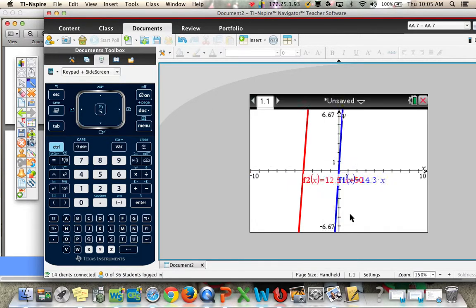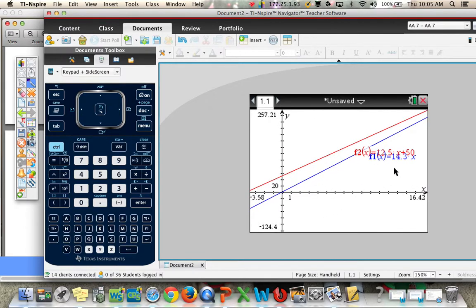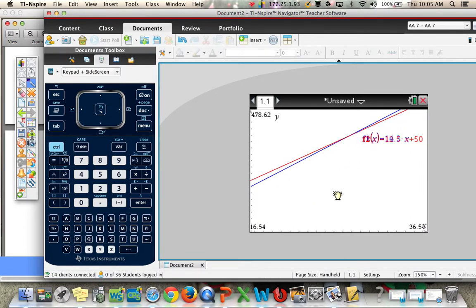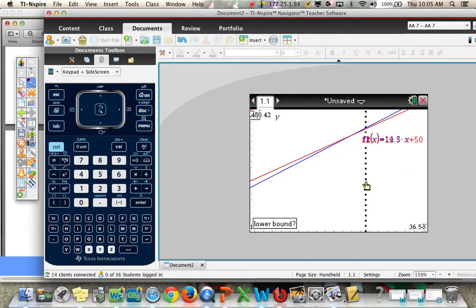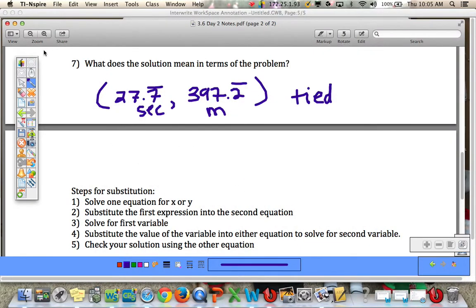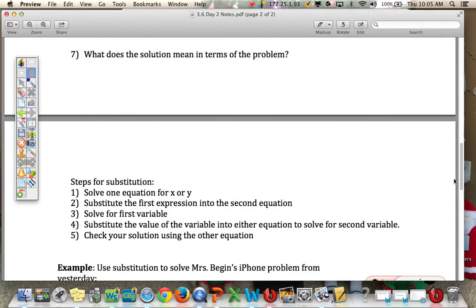So what we did yesterday is we did that zoom fit to get a good window. Menu, zoom fit. And you can see, all right, oh, it's taking a while to meet. Here's their point of intersection right here. To calculate it, we can go to Menu, Analyze Graph, Intersection, and go to the left and right of that. And there's that intersection point, and they round it to 27.8, 397 meters. So calculator works, substitution works.